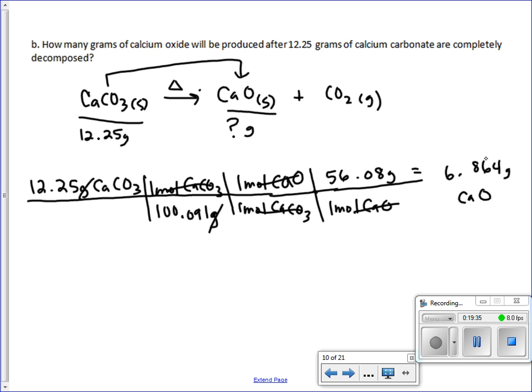And I kept 4 sig figs because that was the original mass given to us here. Remember that when you have a problem, you should have 3 things: a numerical value to the correct number of sig figs, you should have units, and then you should have the substance that you're talking about. Okay, put a box around your final answer.